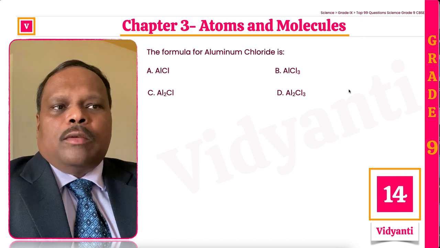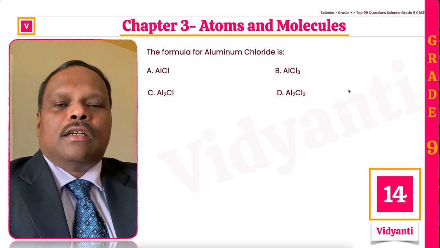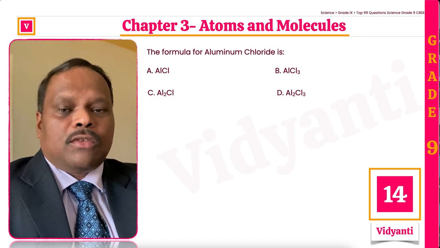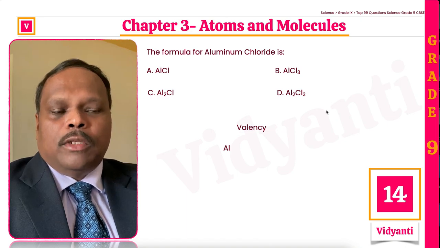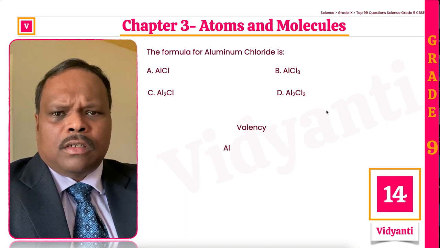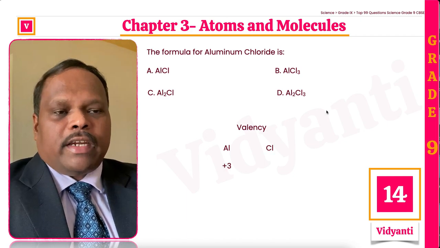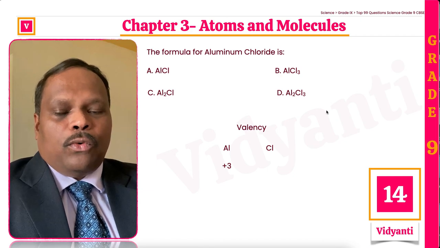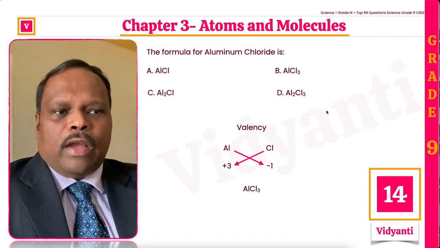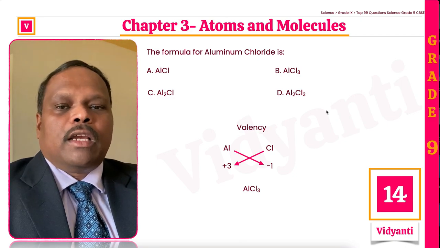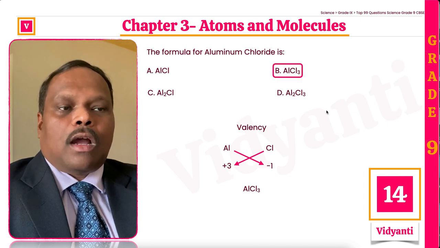The formula for aluminum chloride. Now we can create a chemical formula if you know the concept of electrovalency or just valency. Here we have aluminum, which is in the third column, which is plus 3 towards the metal side, and we have chlorine just before noble gases, which is on the non-metal side, so it's negative 1. If you cross multiply them, then you will have aluminum chloride 3 times. So AlCl3 will be the chemical formula for aluminum chloride, option B.